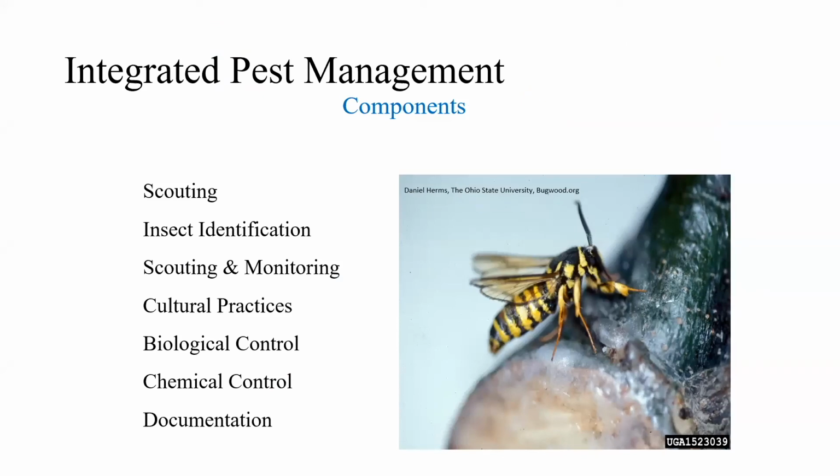IPM is an incredibly important part of insect pest management. Being vigilant, scouting, and monitoring are the biggest pieces. Making sure we're observant of where we're looking. And then the identification is important so that we're sure we're putting products that do the best job for the pest in question. And then, of course, there's cultural practices, biological and chemical control, and keeping records of what we do.